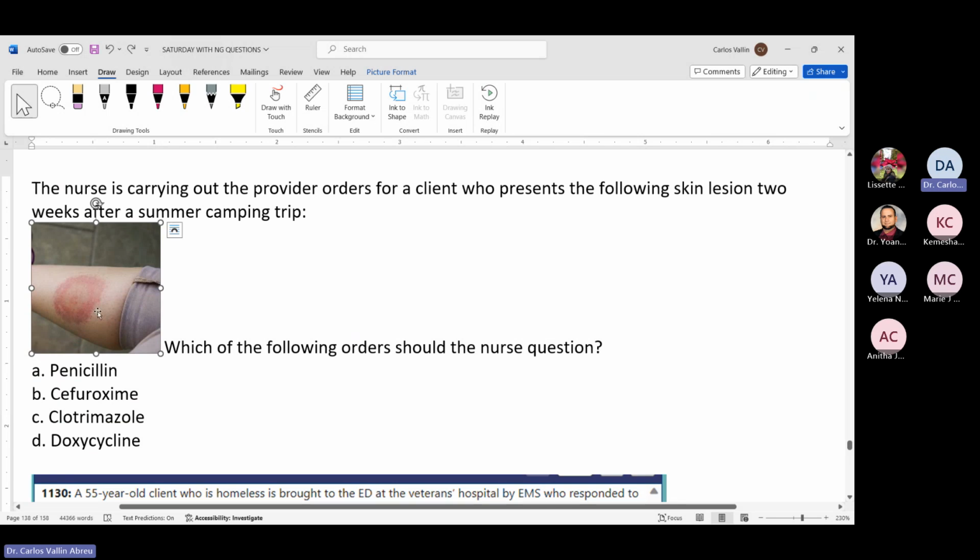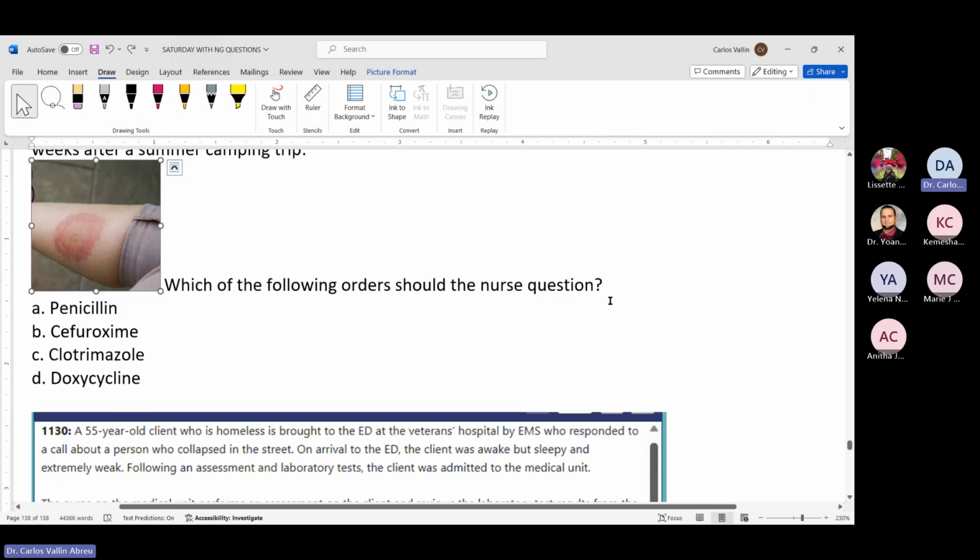So the characteristic of the lesion and the fact that it was camping make us suspect that the client could be having Lyme disease. Which of the following orders should the nurse question? Penicillin, cefuroxime, clotrimazole, doxycycline. So we have here a combination of medication. Some are antibiotics, one is an azole.